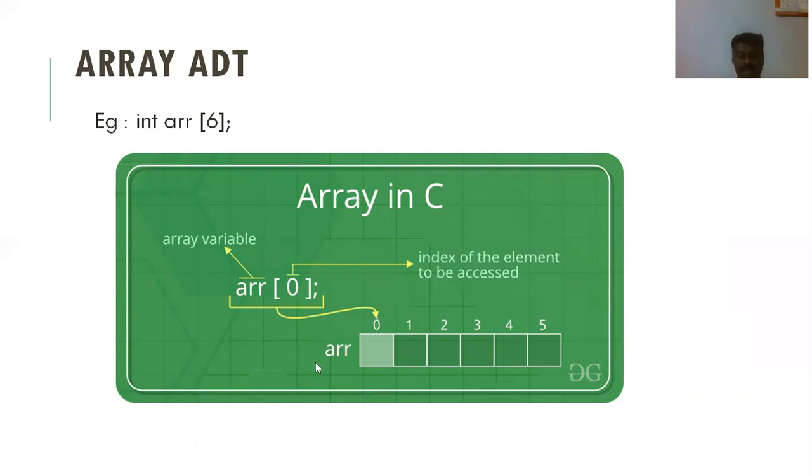Then at array of 0, the 0th location, you can insert the first element. At array of 1, you can insert the next element. Then the second location takes the third element, the third location the fourth element, the fourth location the fifth element, and finally on the fifth position, you can insert the sixth element. Starting from 0, one by one, in all the locations you can insert the data.